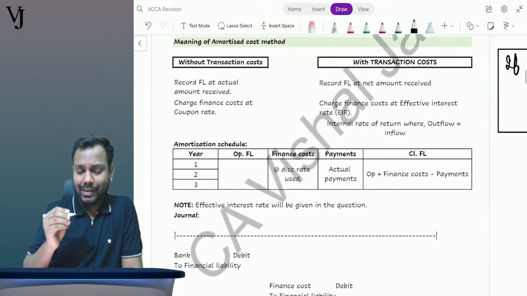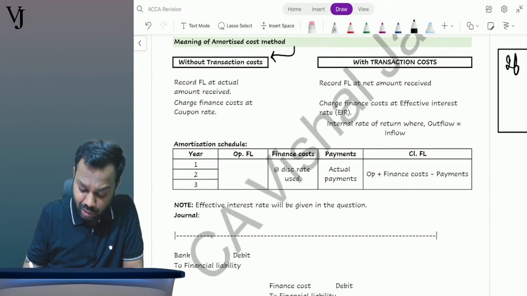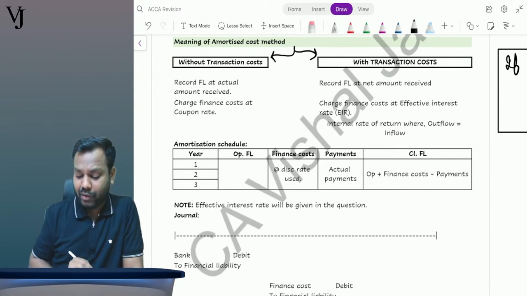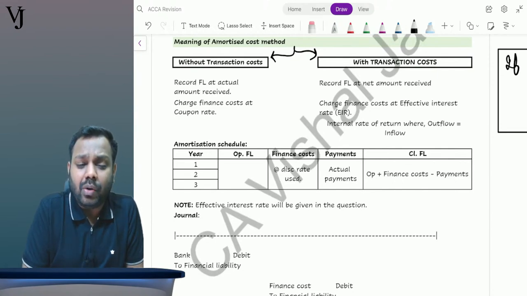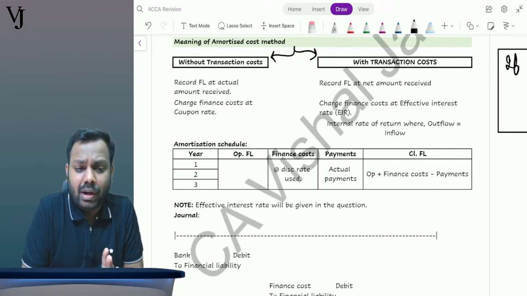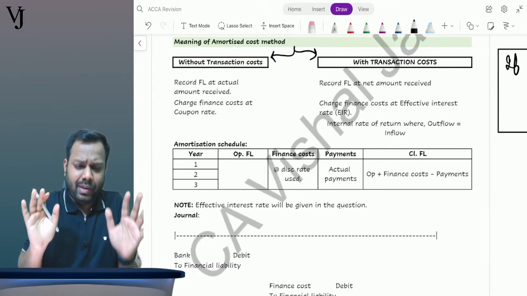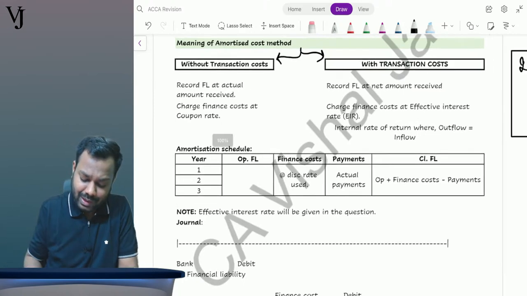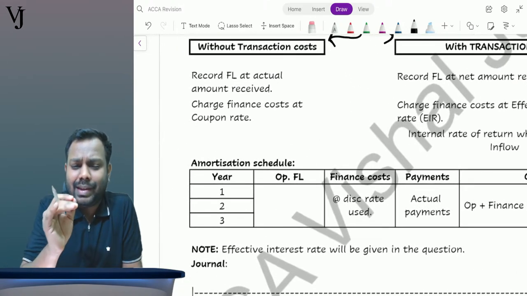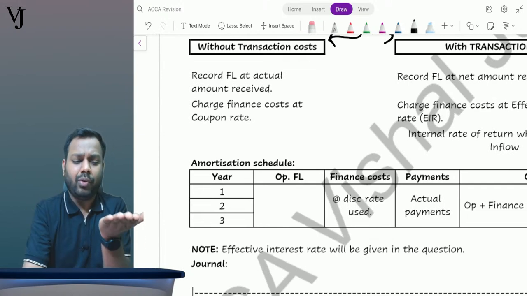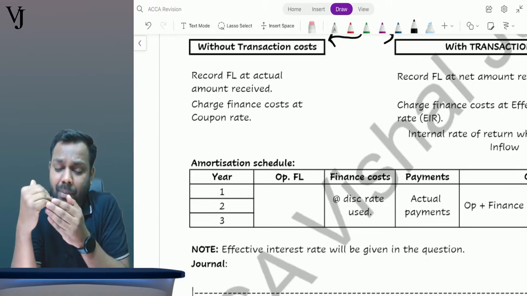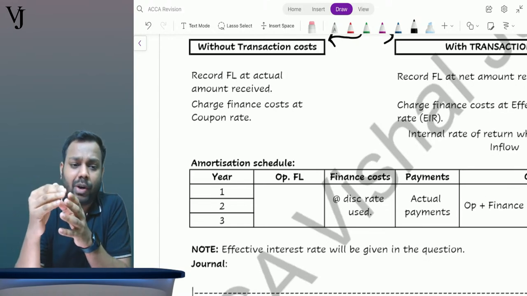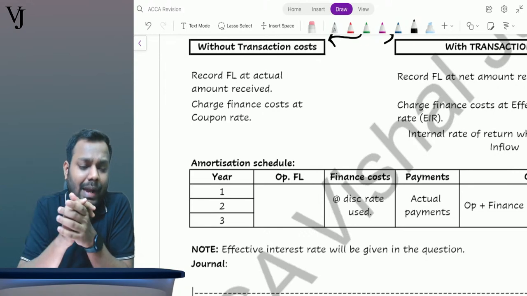Financial liabilities can be with transaction cost or without transaction cost. What is the meaning of without transaction cost? A loan where there is no issue cost, basically no transaction cost involved. In such cases, you will record the financial liability normally: you will charge the interest at the coupon rate, pay the coupon, and record the closing financial liability. Simple.